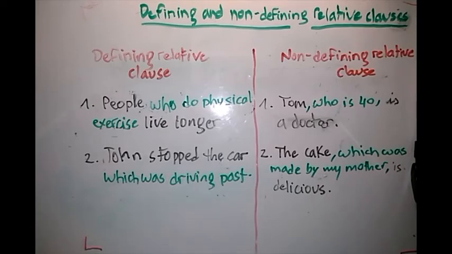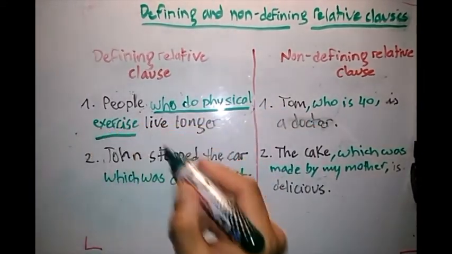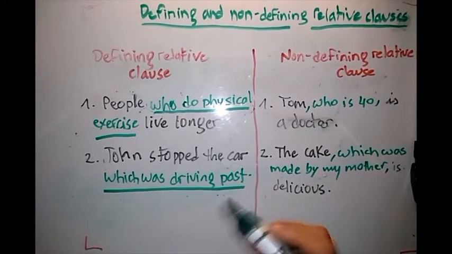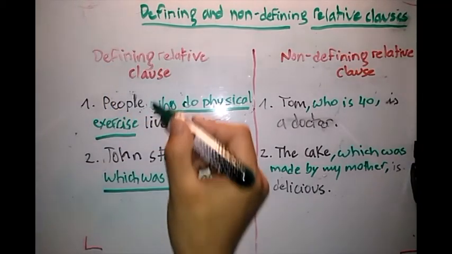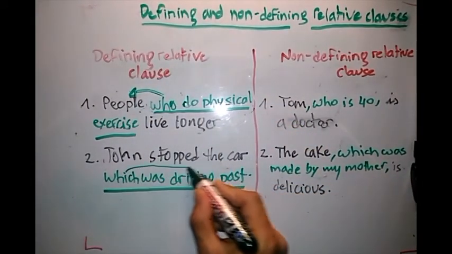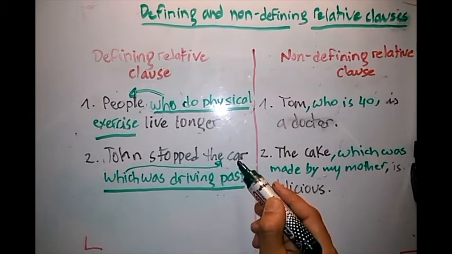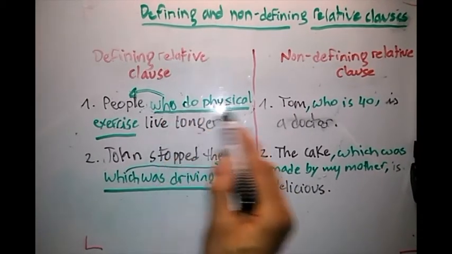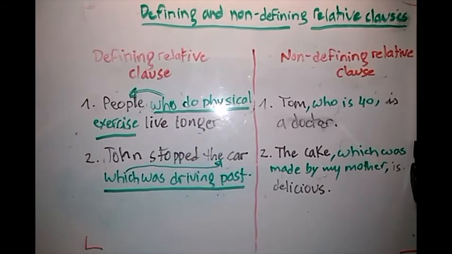The relative clauses in both sentences, which are of course who do physical exercise and which was driving past, are defining because they give essential and important information about the noun that comes before, in this case people and the car. And if these relative clauses are left out, we won't be able to understand which car or people we are talking about.